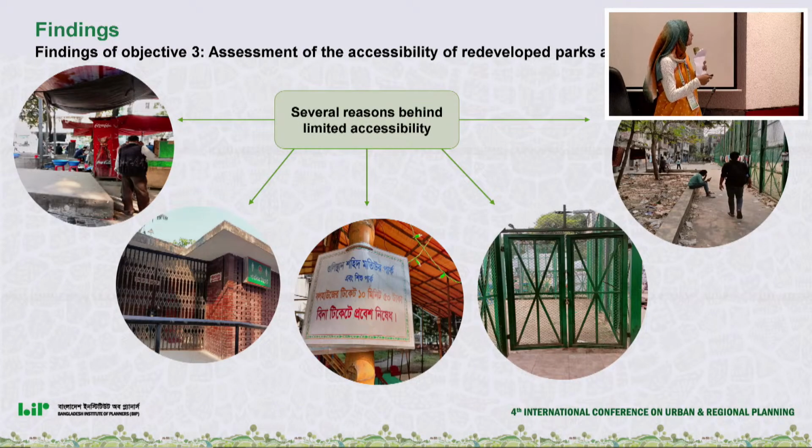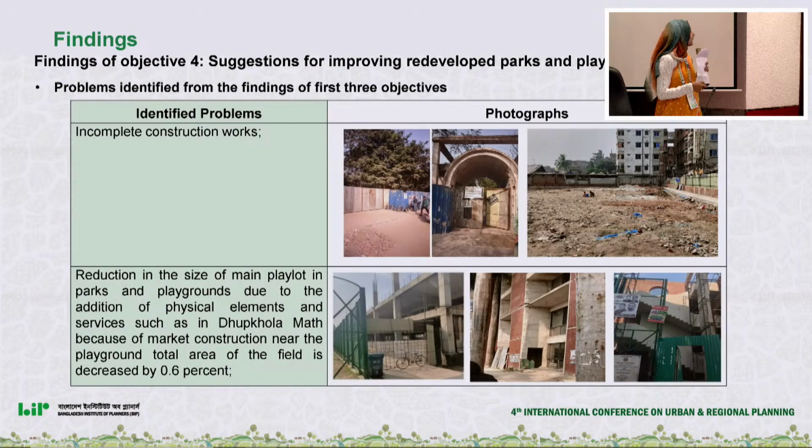Here are some pictures of several reasons behind limited accessibility. Identified problems. Incomplete construction work. For example, the first picture is of Usmani Uddan, which is called the Lungs of Dhaka, closed for 6 to 7 years because of its construction delays. The same scenario goes for Panthokunjo Park and Shohidnagar Mini Stadium, which is now used for nothing.